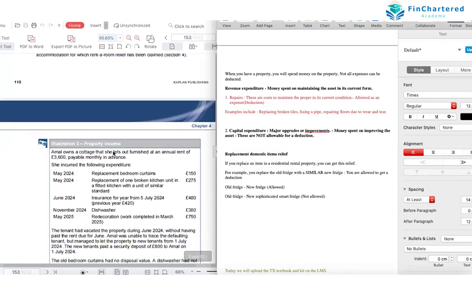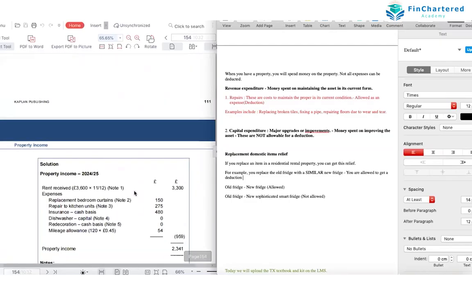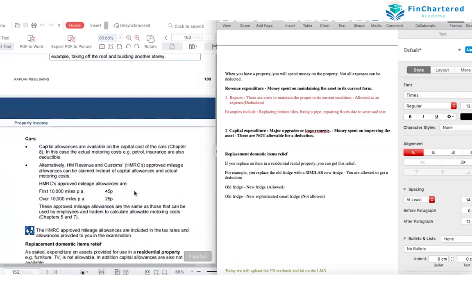Okay, guys, I hope this is clear and easy. And also, Amal is driving a car also. So I have to do the car thing also so that you are able to understand.